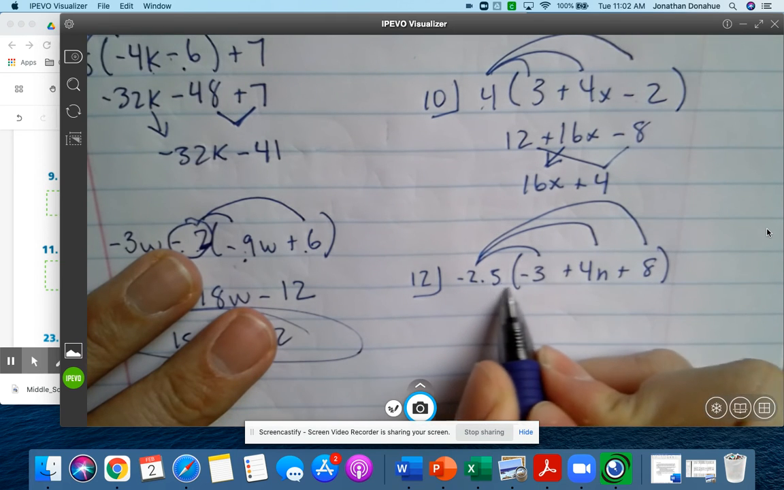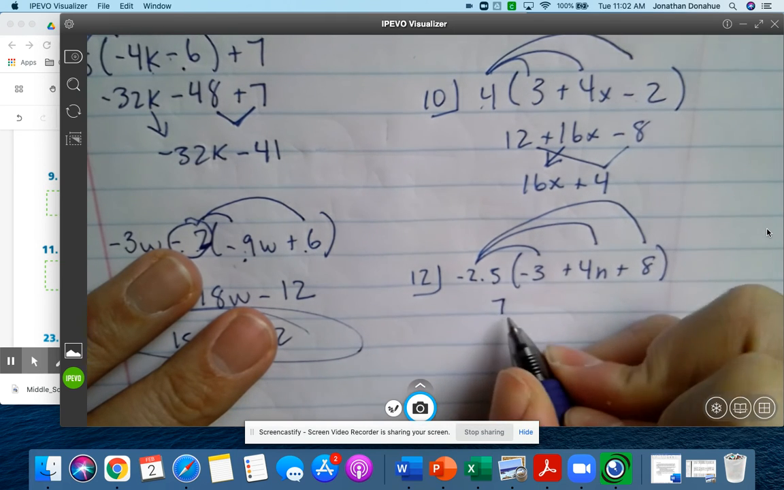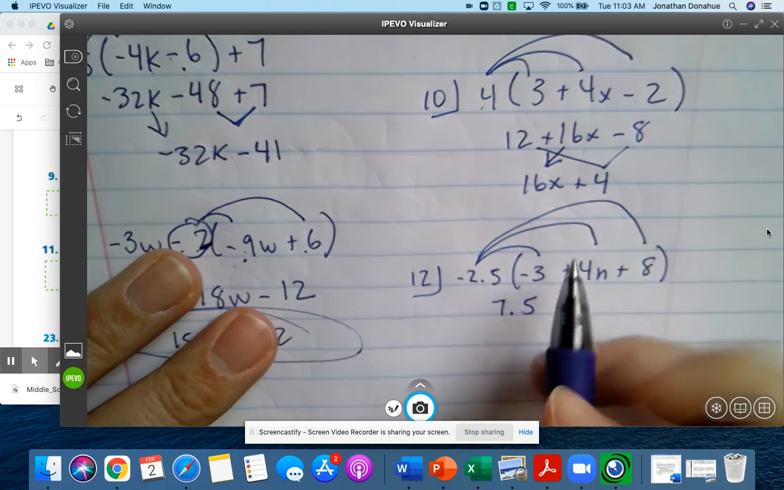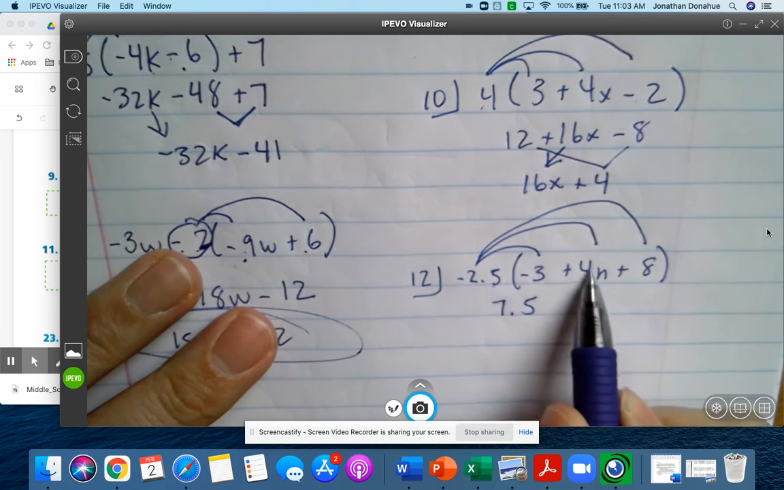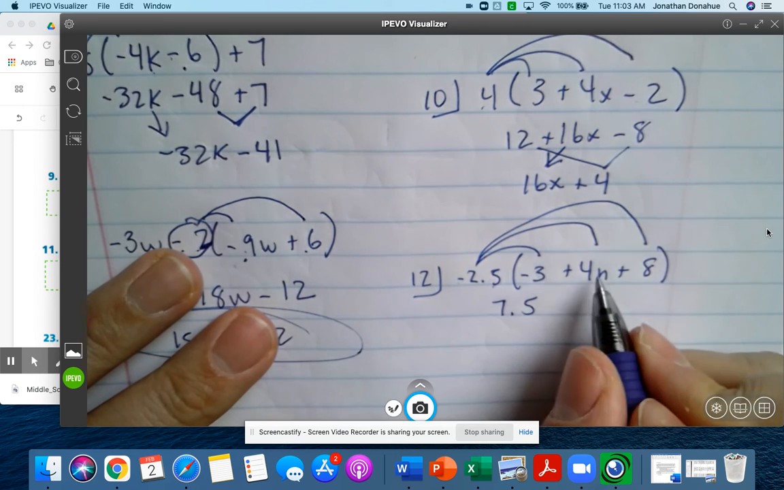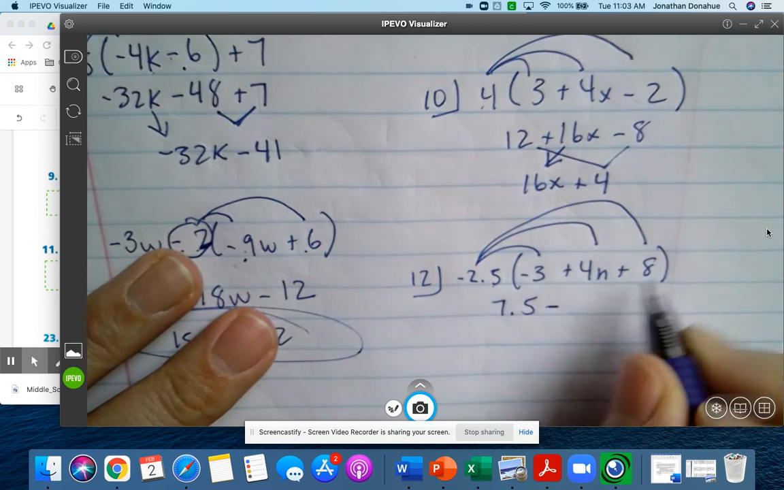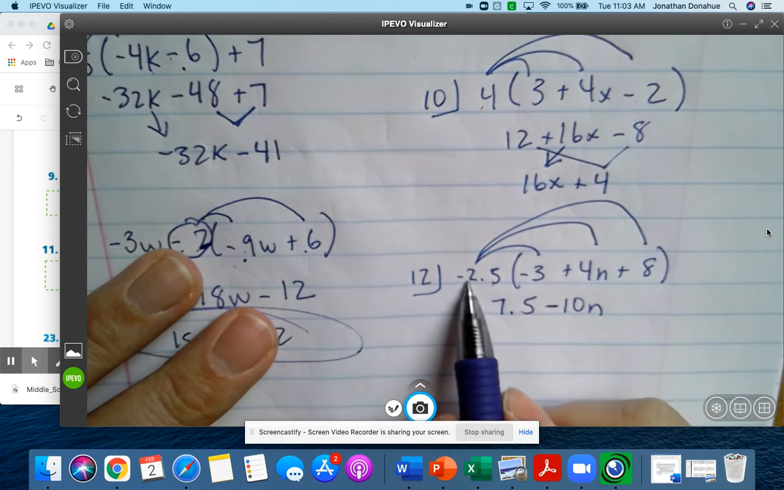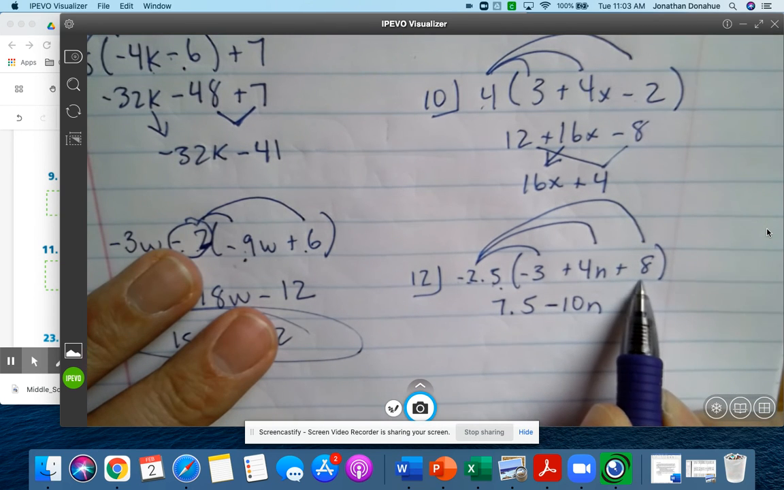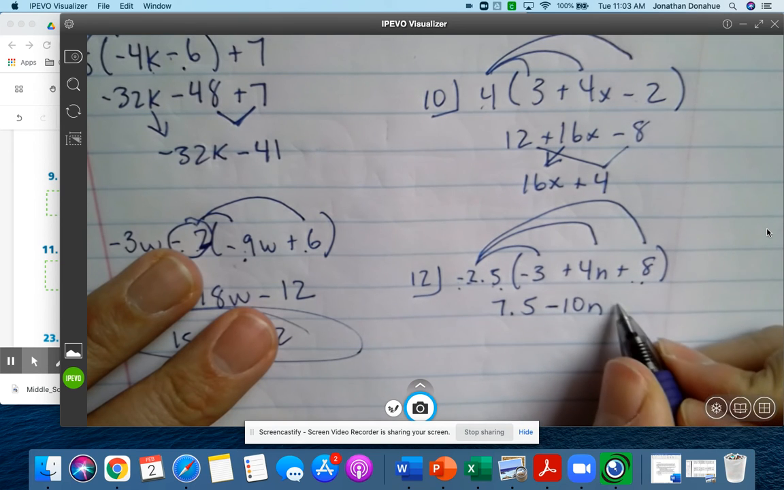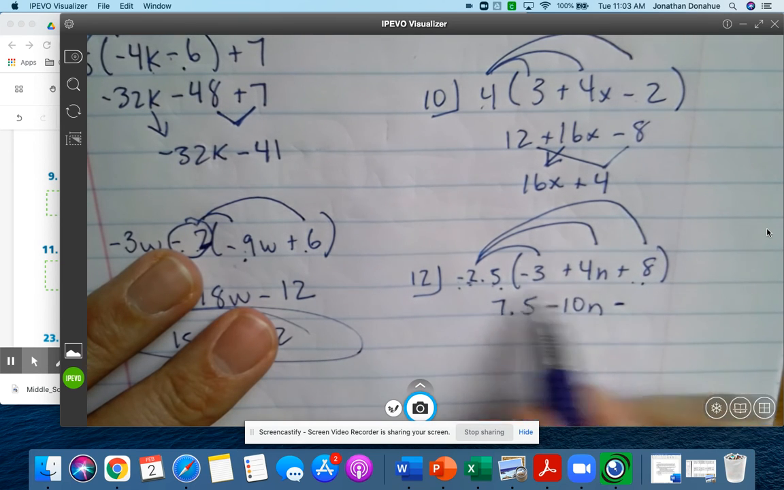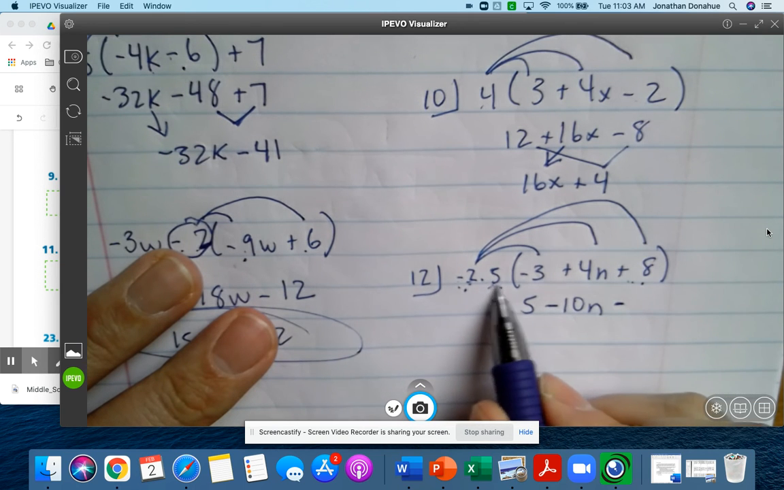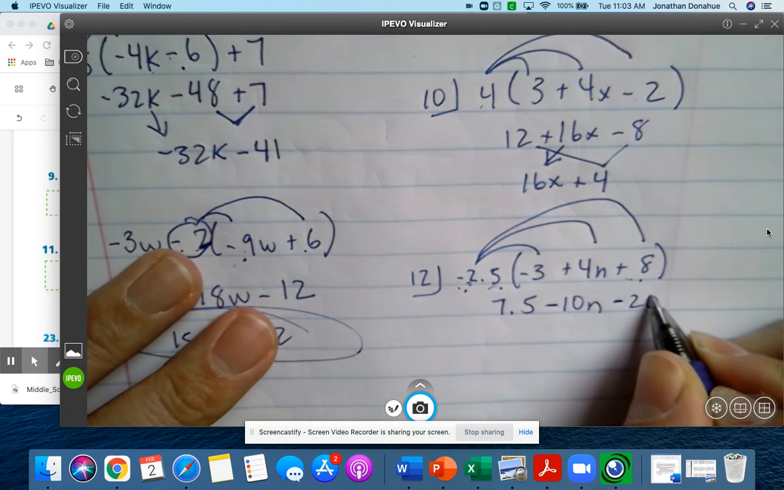So I've got negative 2.5 times negative 3. That's going to get me positive because negative times a negative is positive. And 2.5 times 3 is 7.5. Negative 2.5 times 4. Well, negative times a positive would be negative, and 2.5 times 4 would be 10. And then bring your n with it. Negative 2.5 times 8. Negative times a positive is a negative. And then 2.5 times 8. Well, 8 times 2 is 16, and half of an 8 would be 4, so that's 20. So it's going to be minus 20.